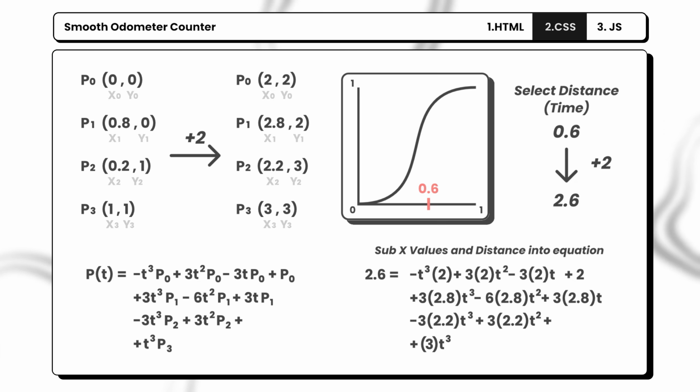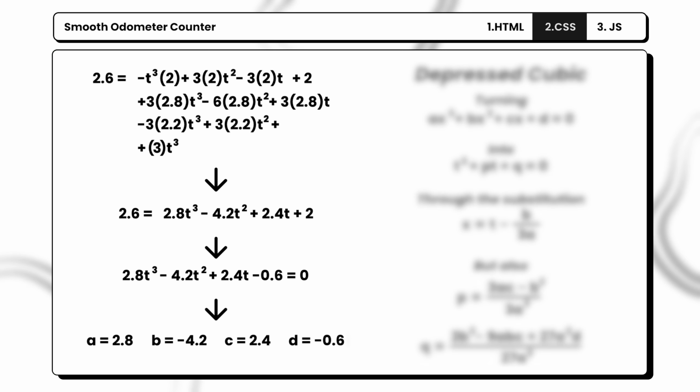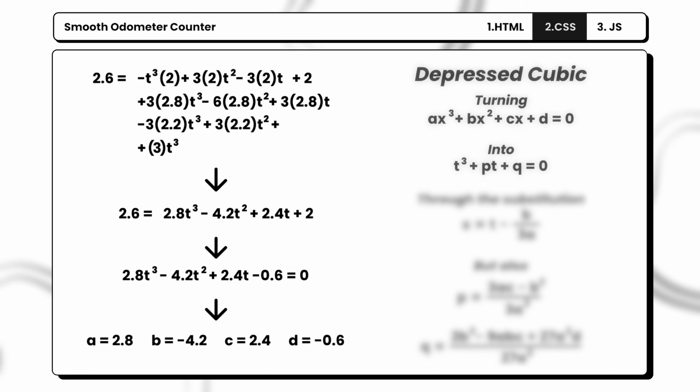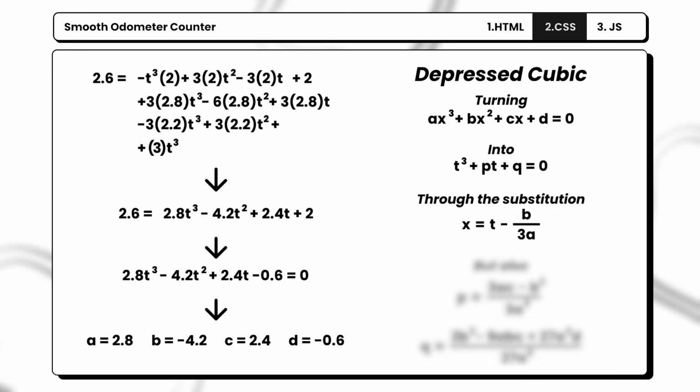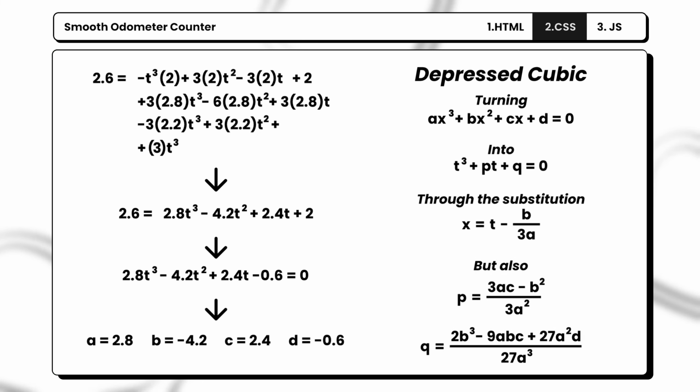And after we calculate everything, we have 2.8t cubed minus 4.2t squared plus 2.4t minus 0.6 is equal to 0. And to find t, we can use the depressed cubic equation, which turns the cubic formula at the top into t cubed plus pt plus q is equal to 0. This is basically done by substituting x is equal to t minus b over 3a. And then with this, we also get the values of p and q in terms of a, b, c, and d.